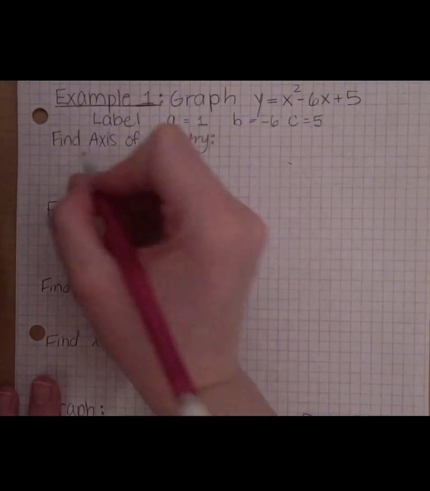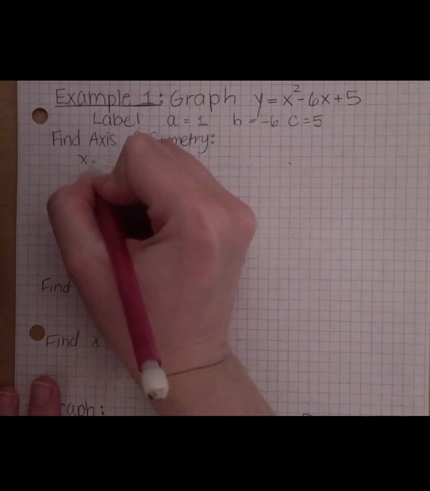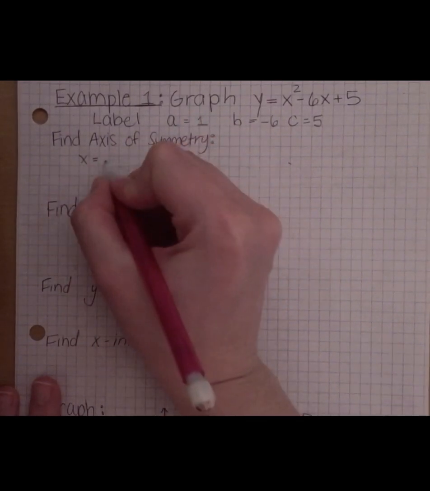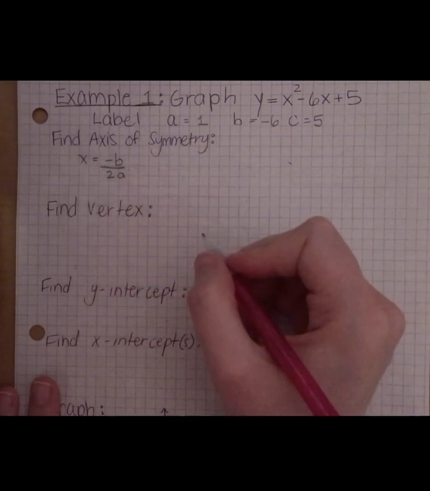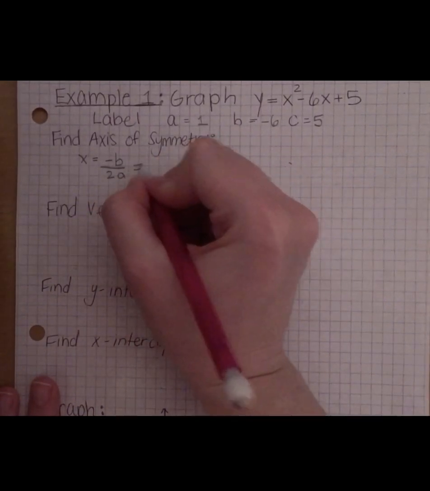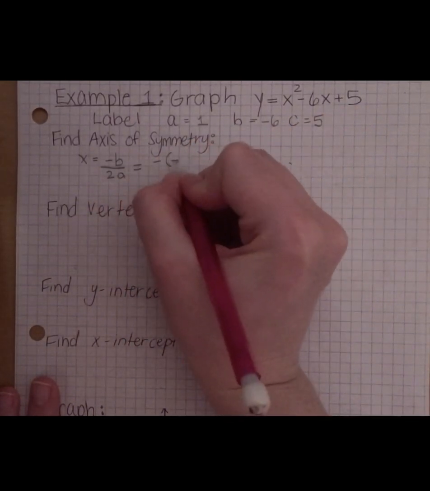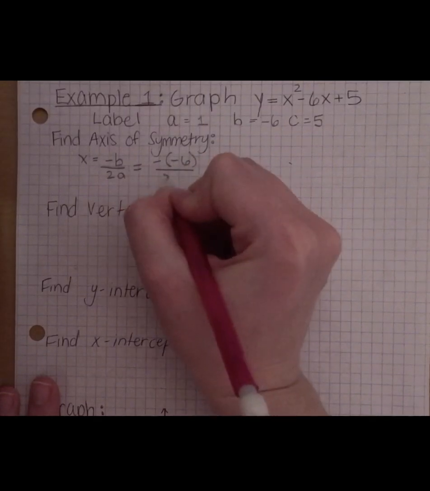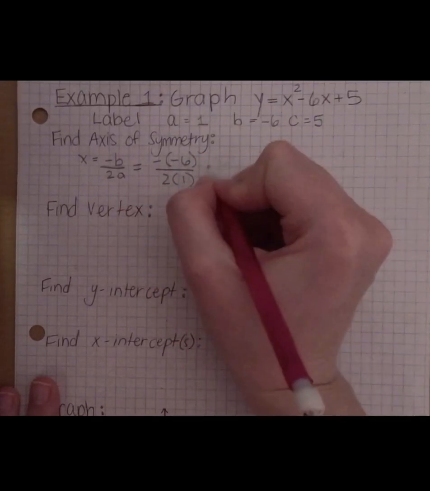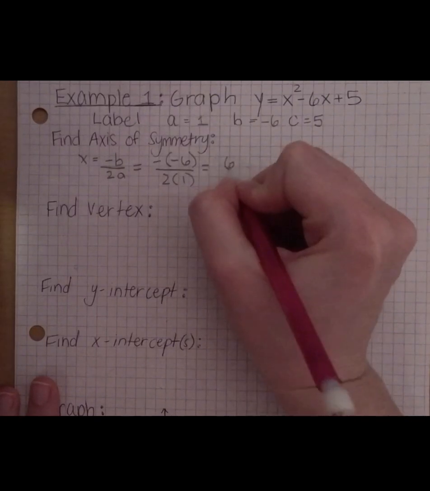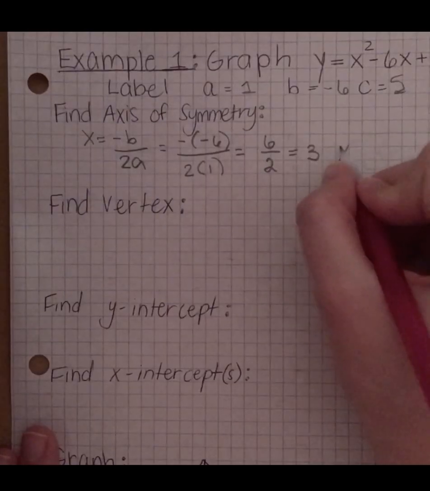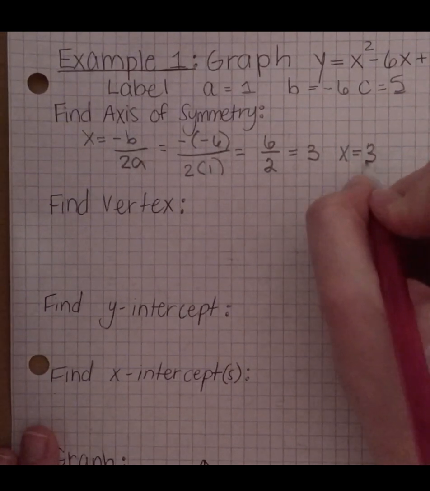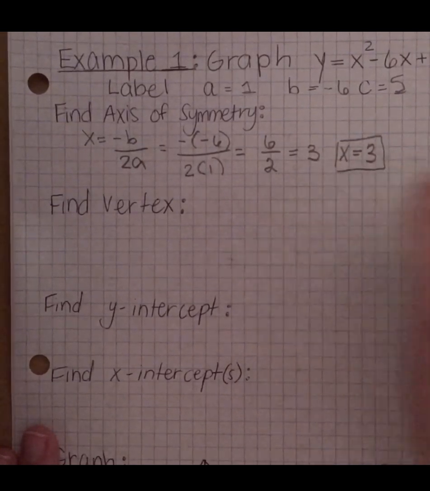Now we can move on to our axis of symmetry. To find our axis of symmetry, we use the equation x is equal to negative b over 2a. When we substitute in the a and b, we get negative negative 6 over 2 times 1. This is going to simplify to 6 over 2, which is equal to 3. So x is equal to 3 is our axis of symmetry.